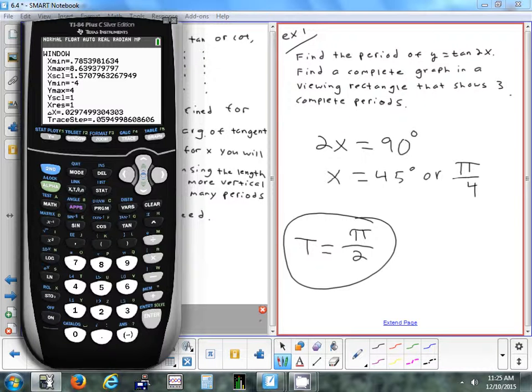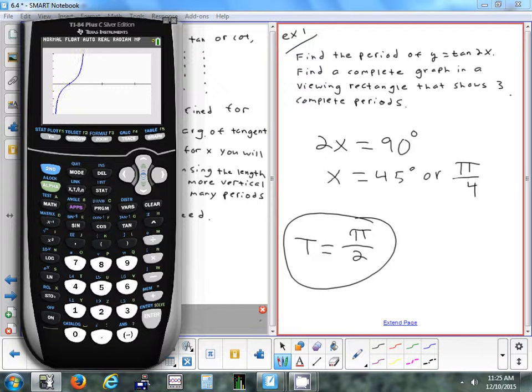And now, how far to the right do I have to go from pi over 4 to show 3 periods? I want to show 3 periods, so from pi over 4, I want to go 3 periods to the right. So that's 3 pi over 2. Okay, and that's how I always do it. I just let the calculator figure it out. As far as our y scale, remember tangent goes up and down forever, so we shouldn't need to adjust that. Let's hit graph and see if we get 3 nice periods on the screen.